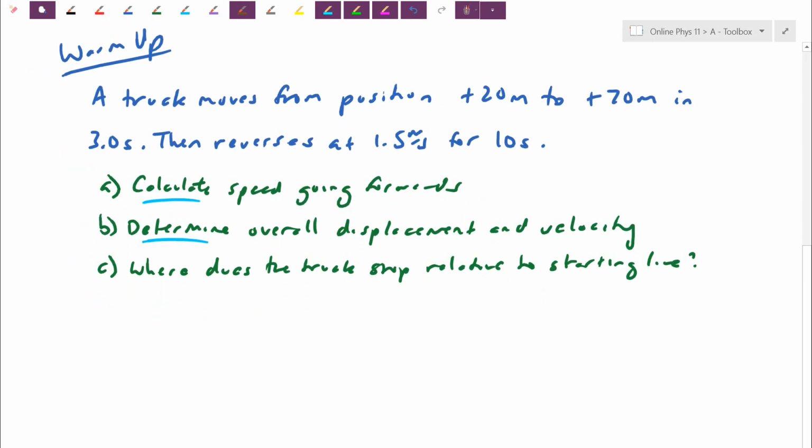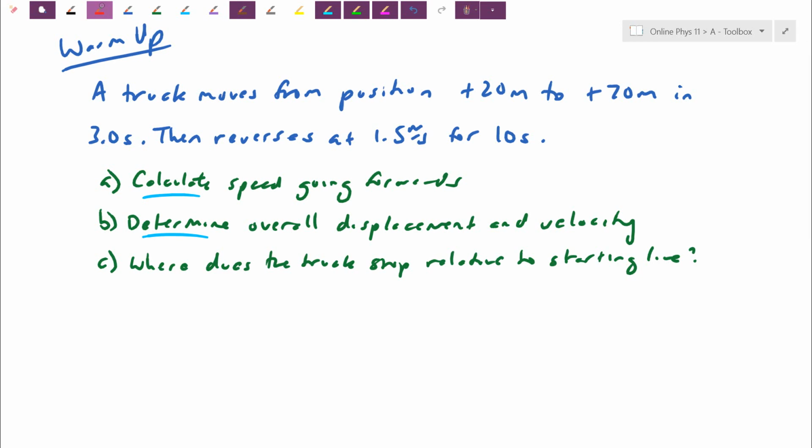So we have the basic setup here. Don't get scared of it when there's ABCs. You can actually use that as a hint. Well, let's do A first, and then A will probably help us do B. Use that as sort of a mind map. So far what we have here, the truck starts off from a position of positive 20.